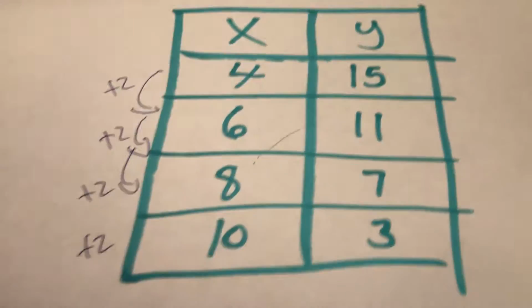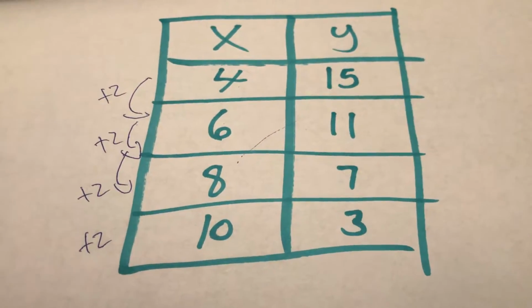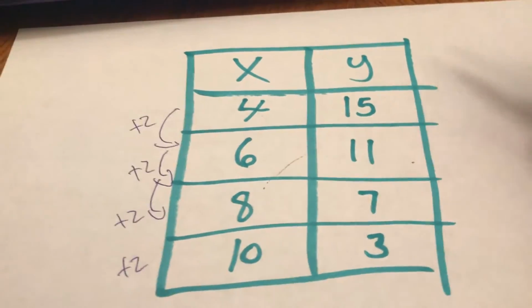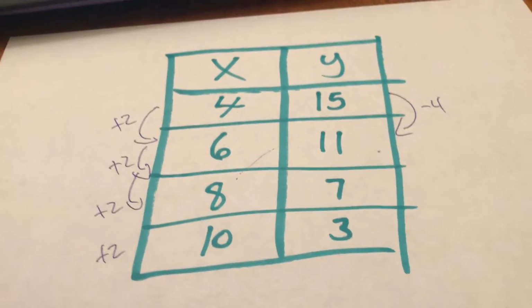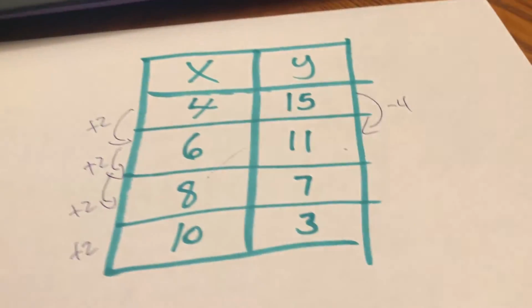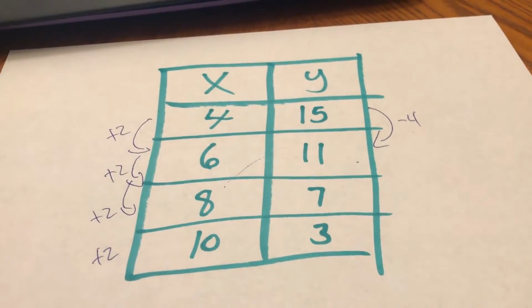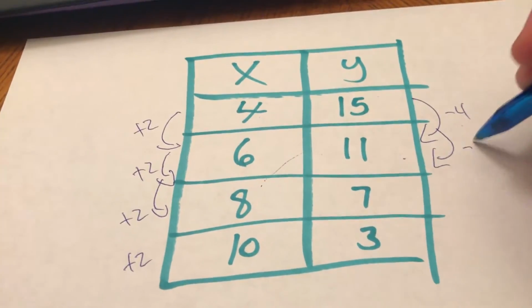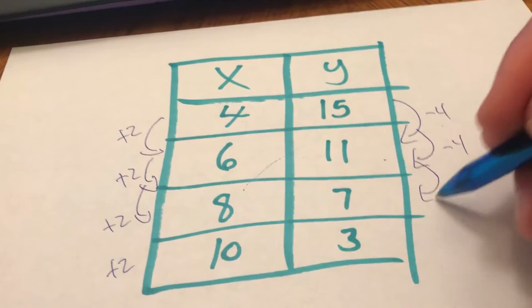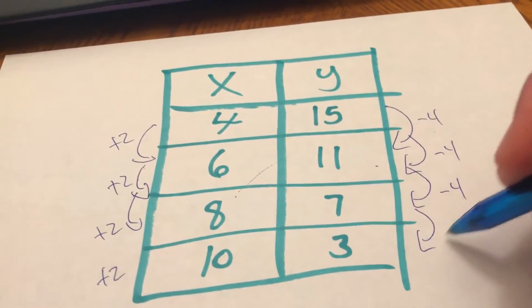Ooh, now these ones are a little stranger. So when the number is bigger and it's getting smaller, we're subtracting, and I can see that's minus 4. So if I have a minus and a positive, that's probably telling me that I'm going to have a negative slope. And if you ever want to check, I can see that's a minus 4, I can see that's a minus 4, and I can see that's a minus 4.